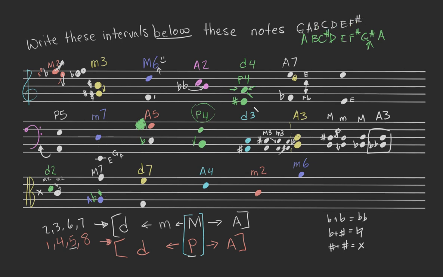We need a diminished seventh. Right now, it should be like this for our major. If we do this, it's minor. And we got to make it diminished, so we got to bring this closer together. We do that by adding a sharp here. And there we have our diminished seventh.